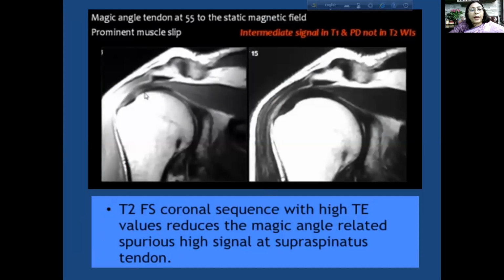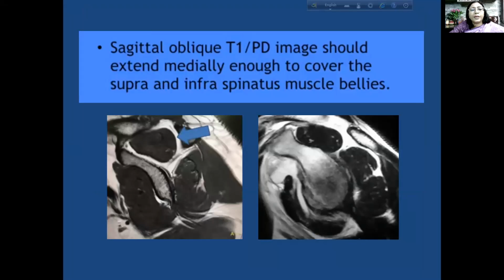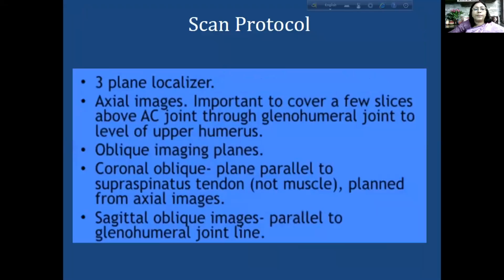We also reduce or minimize the magic angle artifact, which occurs at the supraspinatus tendon at 55 degrees to the static magnetic field due to the prominent muscle slip, which appears intermediate in T1 and PD. We have to take the T2 fat set coronal sequence with higher TE, which reduces this artifact. And sometimes the sagittal oblique T1 PD image should extend medially to cover the muscle belly.